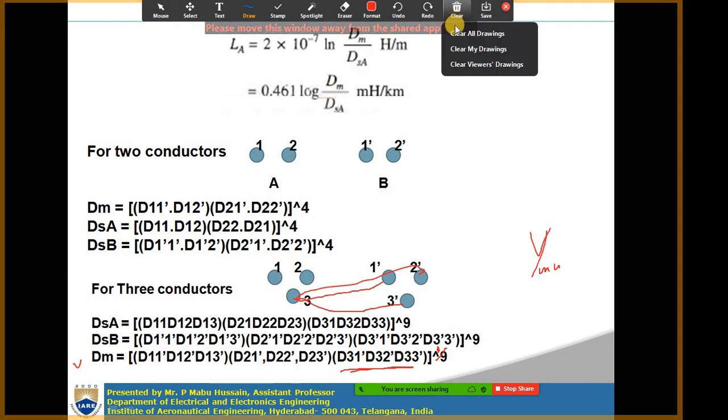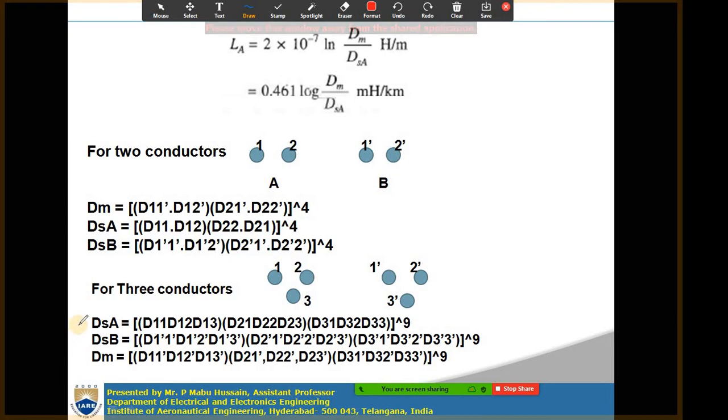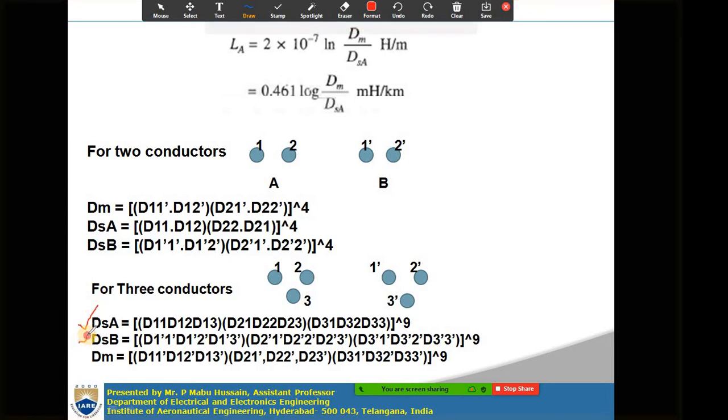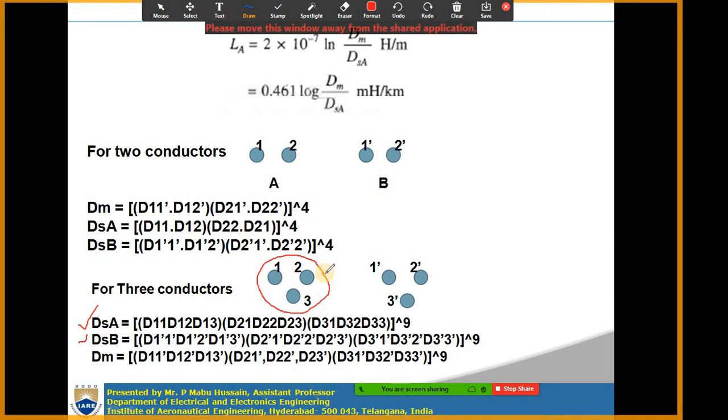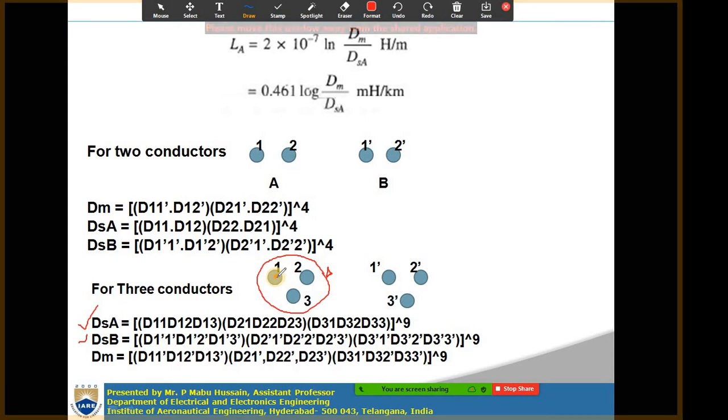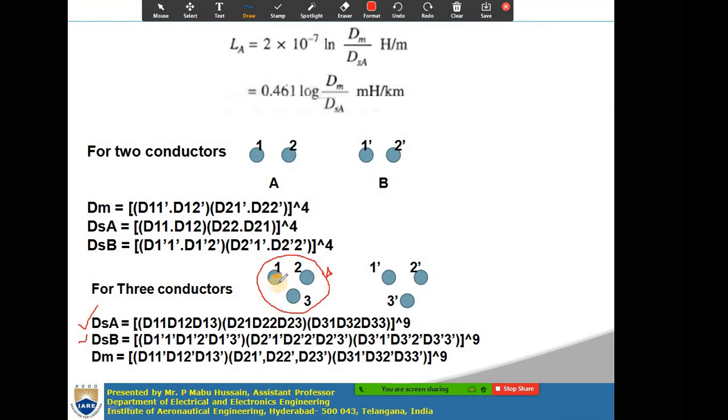Then how to calculate the self GMD or geometric mean radius for a particular conductor. Self in the sense you have to consider only one conductor, that may be A or B. So, let us consider conductor A. Then you write the product of distances by considering all the strands. First you consider conductor 1, then the product of these strands.